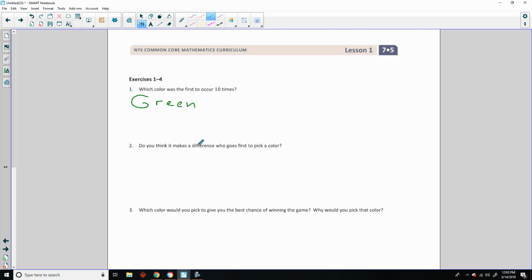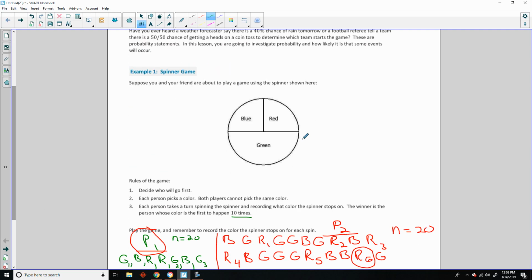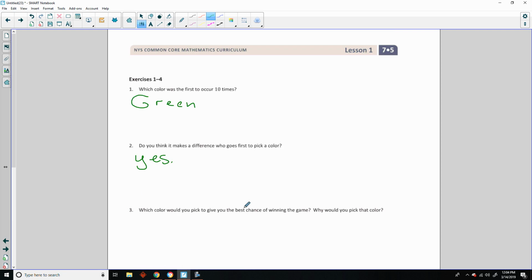Do you think it makes a difference who goes first to pick a color? And the answer is definitely yes. Because if I were looking at this spinner and I saw that big, huge area of green and then the smaller red and blues, I would want to pick green because it looks like it's more likely to occur. So if I went first, I would choose green. Which color would you pick to give your best chance of winning the game? Green. Why would you pick that color?